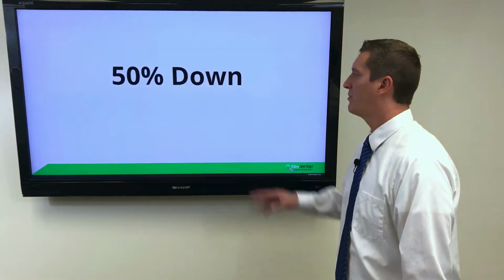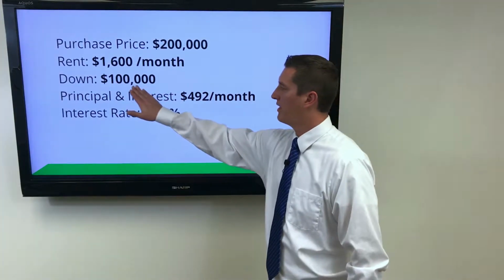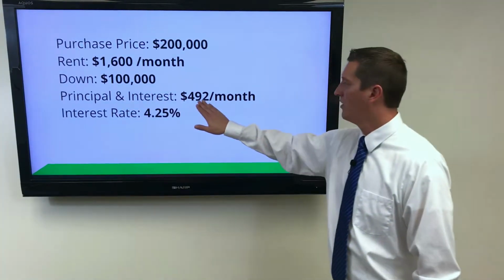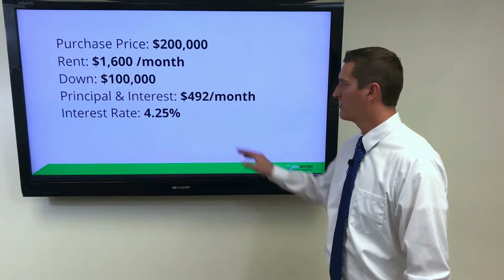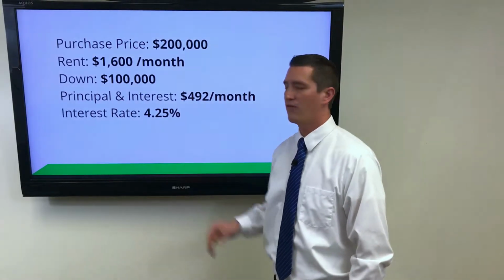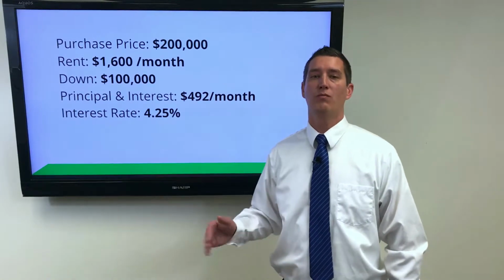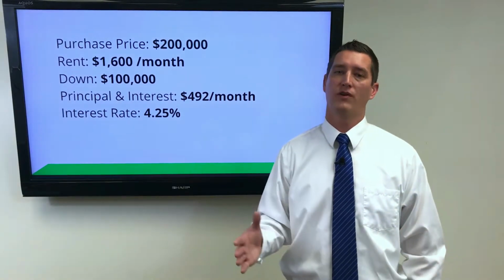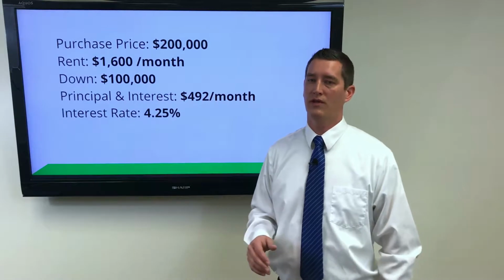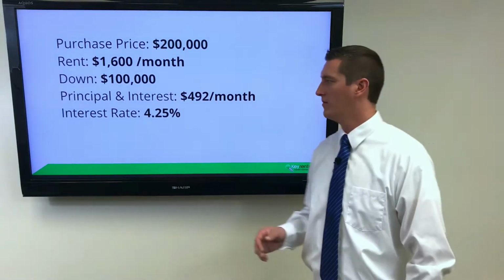Let's look at putting 50% down. So we're putting $100,000 down. We've got mortgage principal and interest of $492 per month, interest rate of 4.25%, which is actually a lower rate because we're putting more than 20% down. We qualify for a different program, it reduces our interest rate.